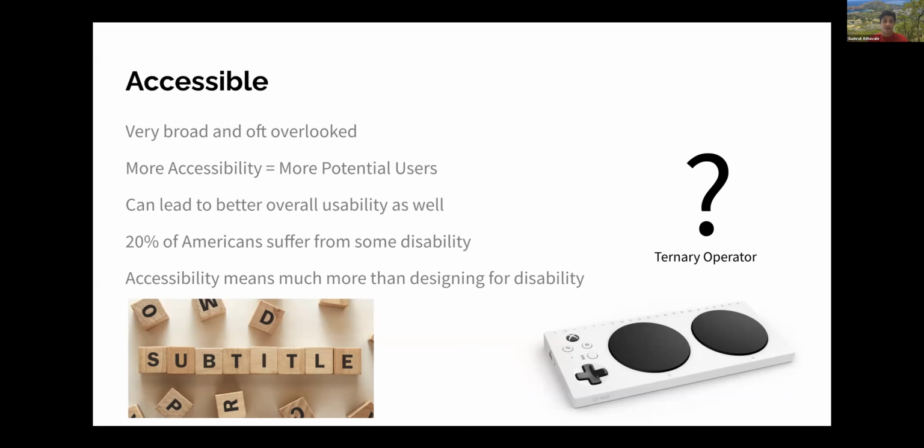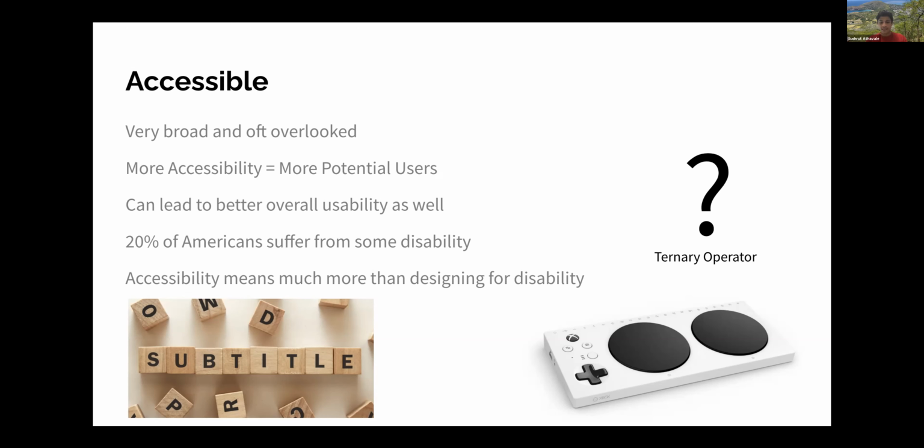But one cool thing about accessibility and this example, subtitles, is that making something more accessible will make something way more usable as well. And they found that with subtitles. A lot of people use subtitles who aren't hearing impaired because subtitles are just a generally good feature.